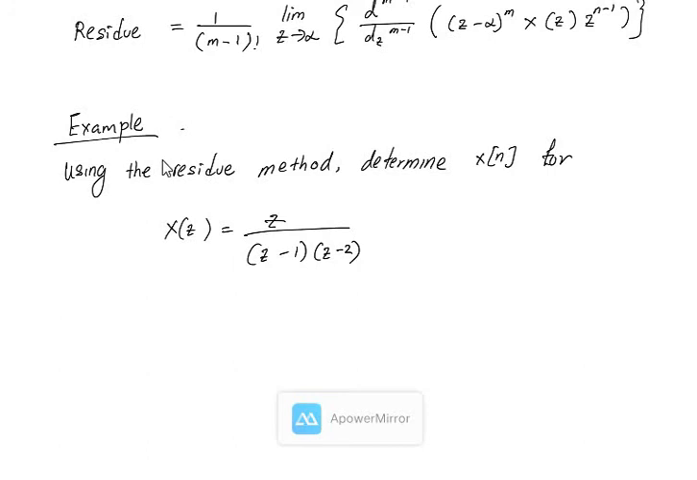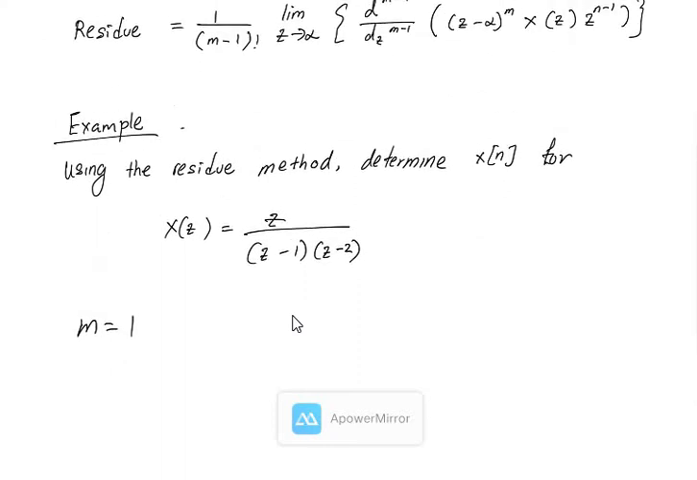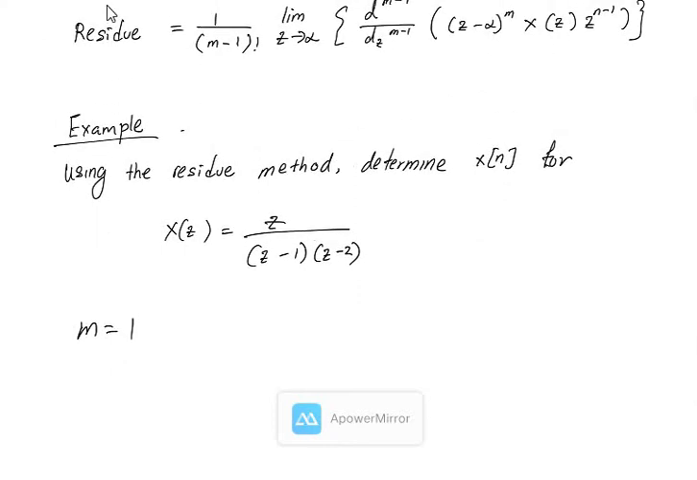If you look at this question, the highest order of z is 1. So this X(z) has two poles of order m equal to 1, at z equal to 1 and z equal to 2. So m is referred to the highest order of z, which is 1. So this m can be substituted into this formula.